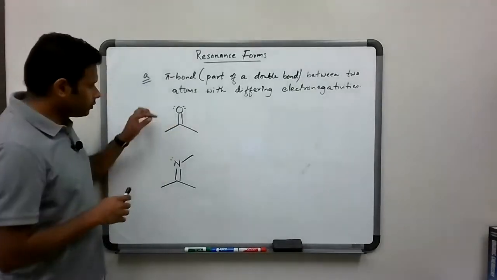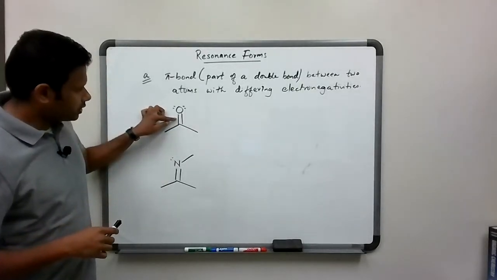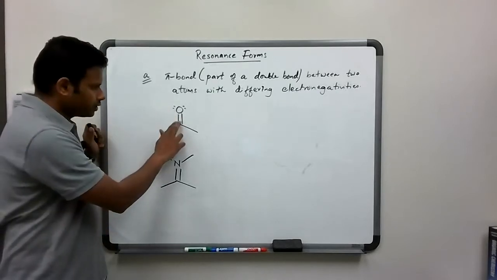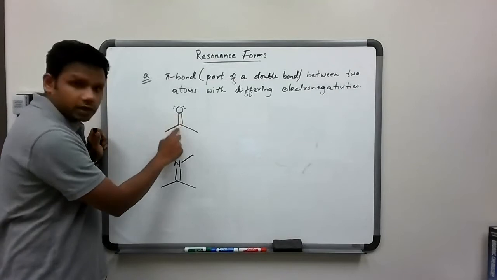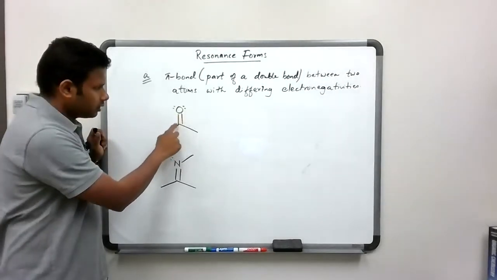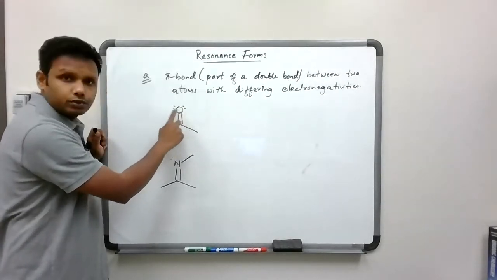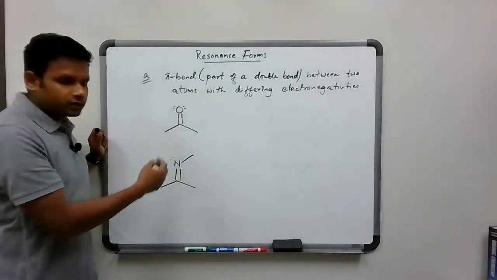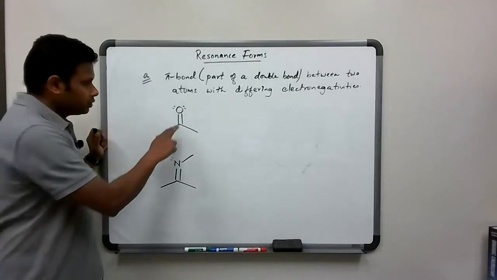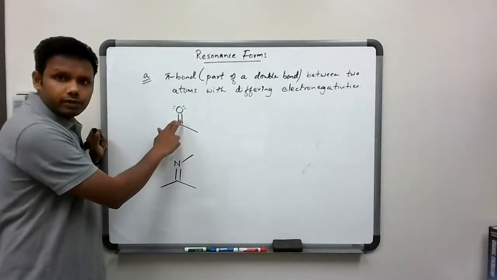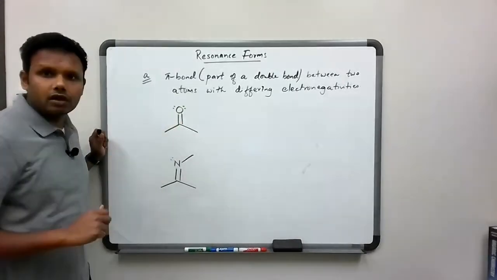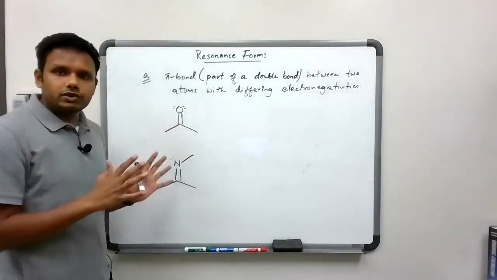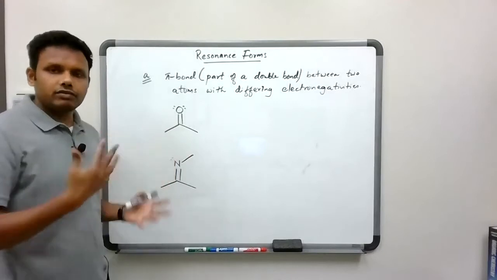Again, a quick review. There are 2 bonds here, one sigma bond and one pi bond, whichever way, but there are 2 bonds, and there are 4 electrons total for the 2 bonds combined. And of those 4 electrons, remember that 2 electrons are contributed by carbon, 2 electrons are contributed by oxygen. So that's the ground scenario. That is where we're starting now.